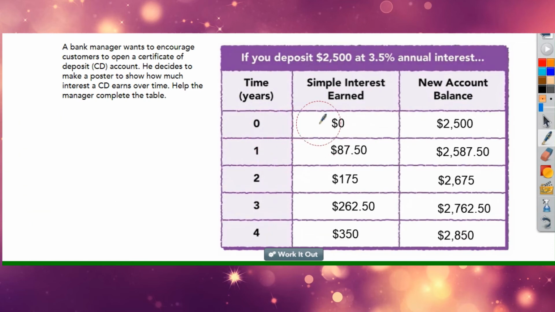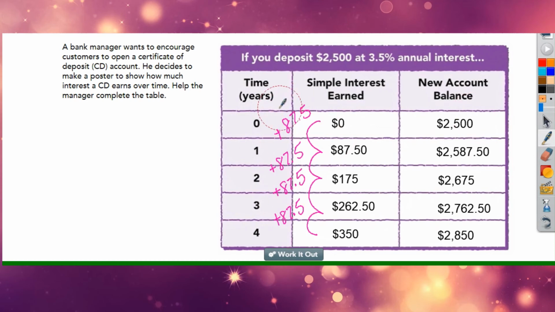Now let's take a look at this. Let's see if we notice a pattern from year 0 going to 1, 2, 3, and 4. So from year 0 to year 1, we see it increased by 87 and 5/10. And from year 1 to year 2, if we subtract these two numbers, we get 87 and 5/10. Now to go from 175 to $262.50, that's an increase of 87 and 5/10. And to go from year 3 to year 4, we see it increase $87.50.